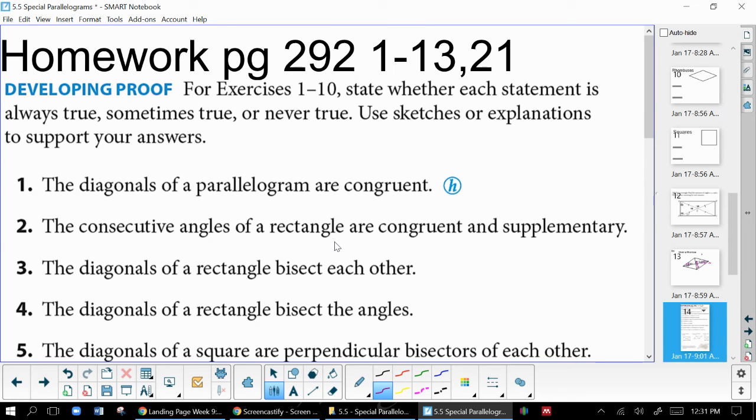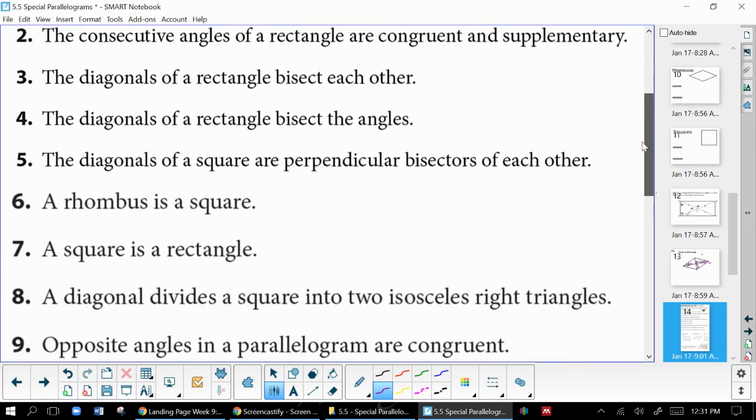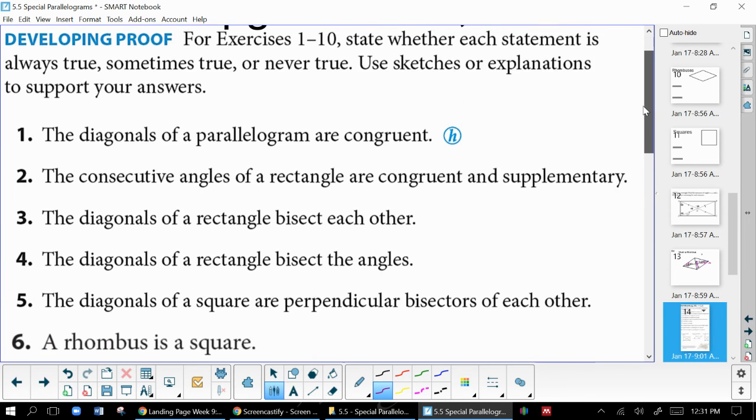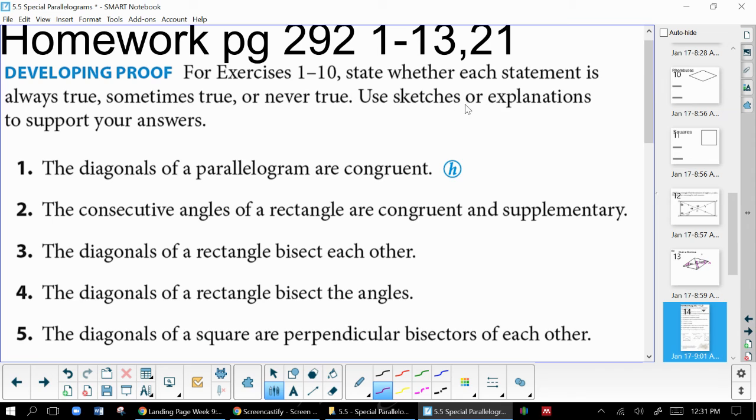So for your practice tonight, what you're going to be doing is 1 through 13 and 21. Now 1 through 10 are a little bit different. These are always, sometimes, or never true. So your job is to decide, are they always true? Are they never true? Are they sometimes true? And it does ask you to use sketches or explanations to support your answer.